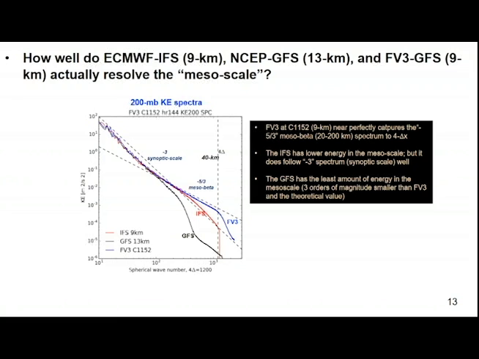ILS is basically just -3 all the way down to the free scale. And they have a spectral cutoff to delta X. And the GLS, for some reason, loses the energy well before mesoscale.